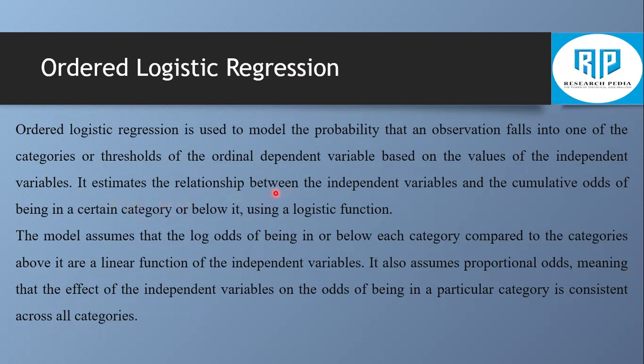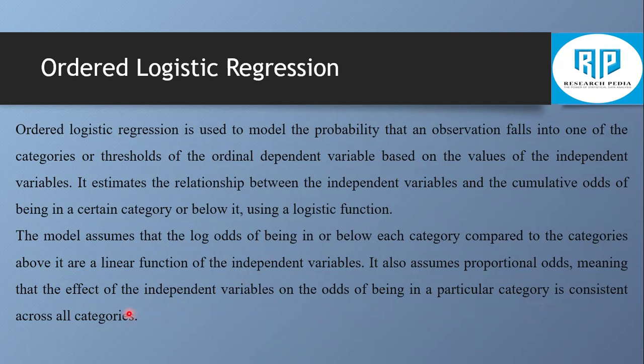It estimates the relationship between independent variables and the cumulative odds of being in a certain category or below it using a logistic function. The model assumes that the log odds of being in or below each category compared to the categories above it are a linear function of the independent variables. It also assumes proportional odds, meaning that the effect of an independent variable on the odds of being in a particular category is consistent across all categories.